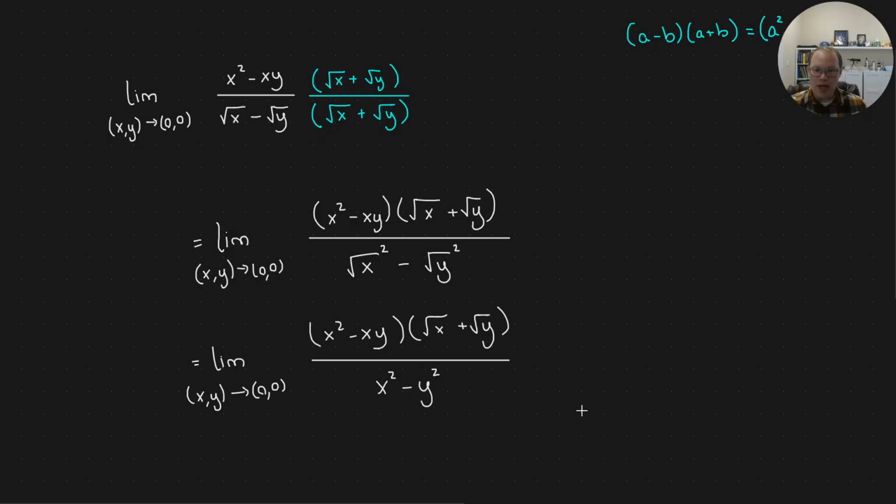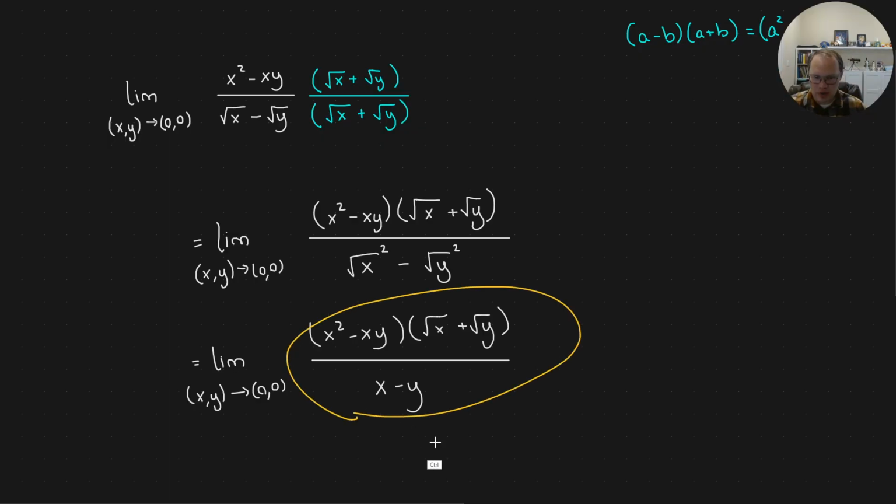Okay, great. Now I plug in 0, 0, and I still get 0 divided by 0. It's still an indeterminate form. Why did I do all that work? Well, now, I'm sorry, it's not x squared minus y squared, it's x minus y. Right? The square root and the squares cancel. So it's just x, it's just y. But now, I still get 0 over 0.